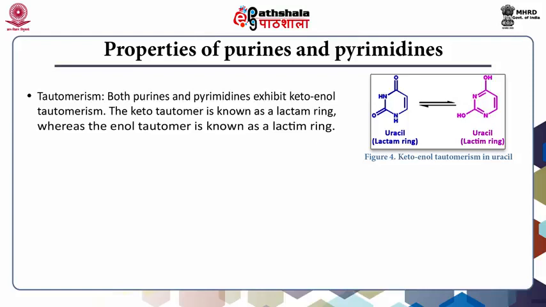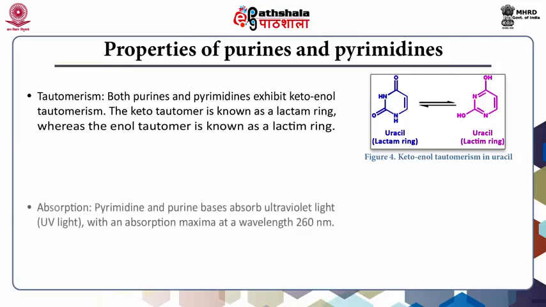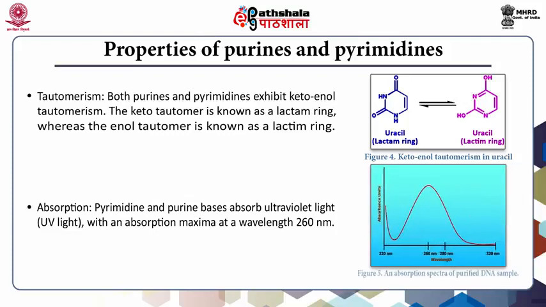A very interesting property of DNA is, as a consequence of aromatic ring structure and associated resonance, pyrimidine and purine bases absorb ultraviolet light or UV light with an absorption maxima at a wavelength of 260 nanometers, as shown in the figure. The measurement of the concentration of DNA or RNA in a given sample is therefore performed by measuring the UV absorbance at this wavelength.